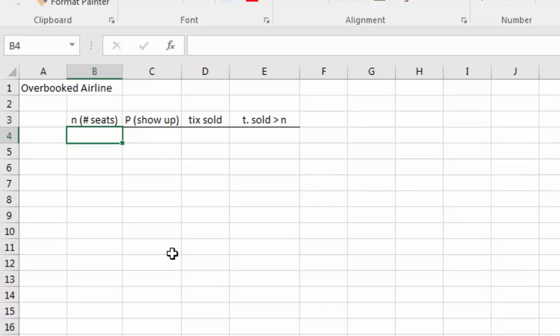Problem 527, I'm on page 205. It says, assume that, on average, 95% of all ticket holders show up for a flight. If a plane seats 200 people, how many tickets should be sold to make the chance of an overbooked flight as close as possible to 5%?